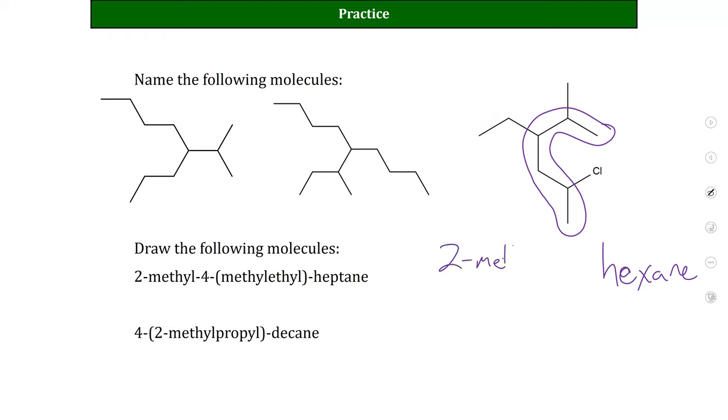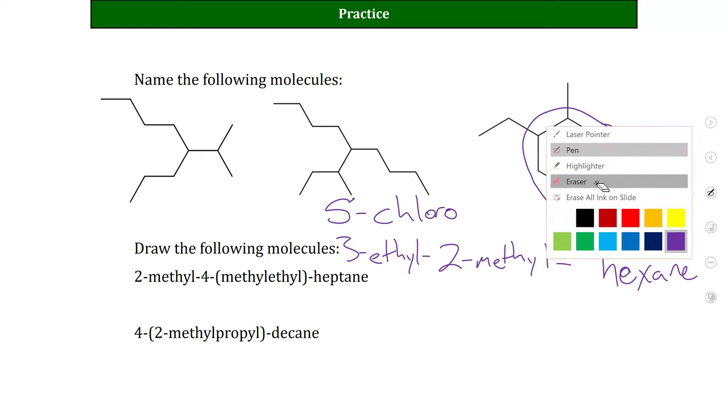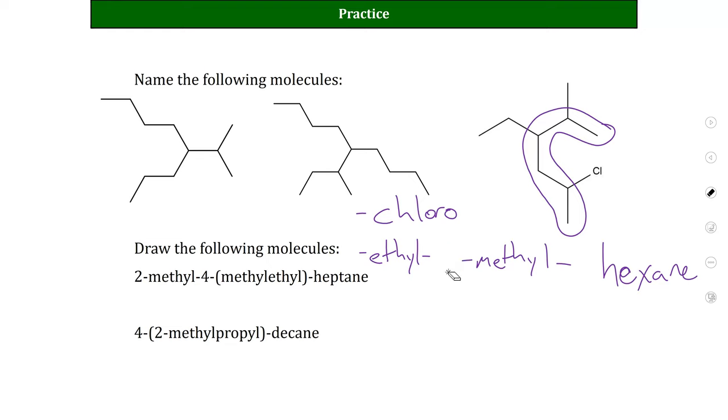Two methyl, three ethyl, four, and then five. What were you going to say, Sydney? Yeah. Oh, sorry, Dan. You want the lowest number? Chlorine. So just erase these. Keep the chlorine as low as possible. Be 2 chloro, 4 ethyl, 5 methyl.